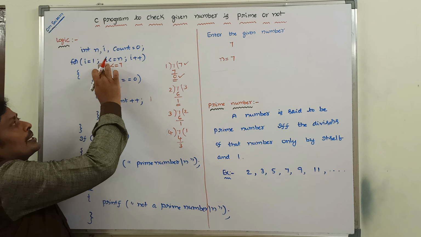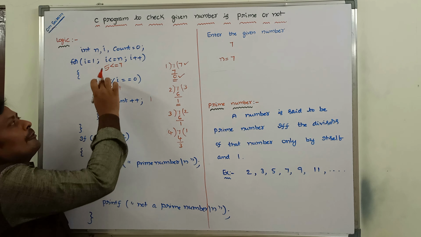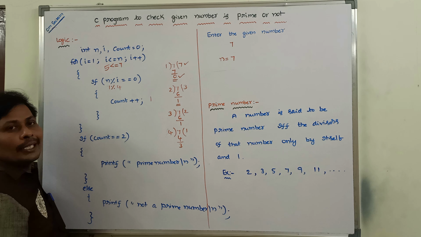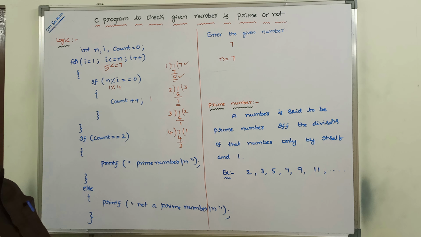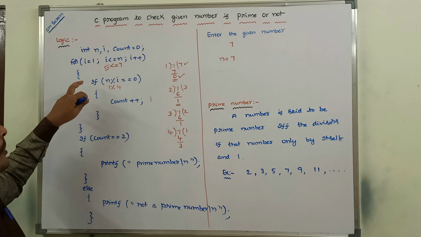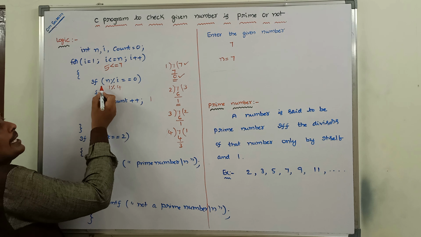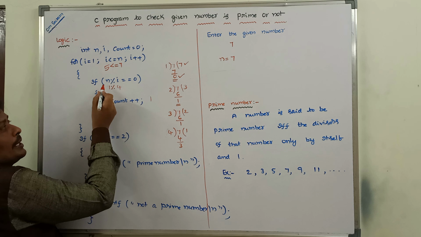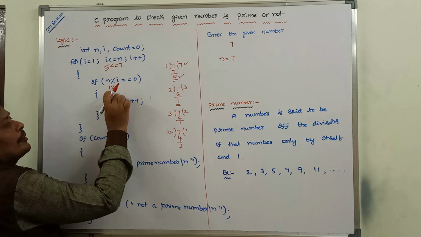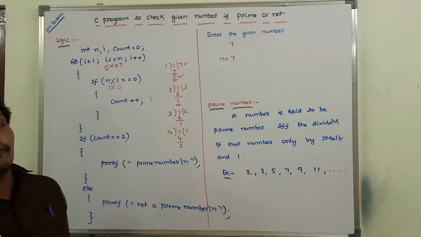Then I value is incremented. Now I value is 5. 5 is less than or equal to 7. Condition true. If the condition is true, then the control goes to the body of the for loop. In that body of the for loop, the if statement is there: if n modulus operator I equal to 0. N value is 7, I value is 5. 7 modulus operator 5 equal to 0.